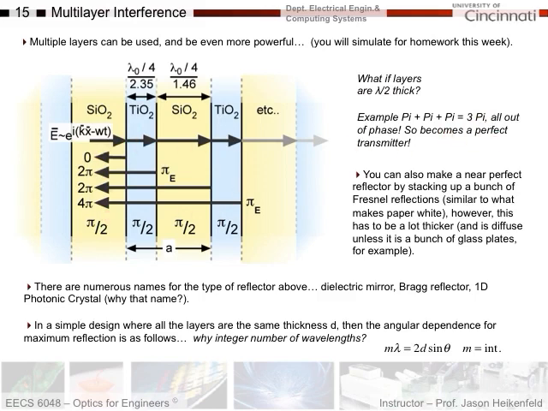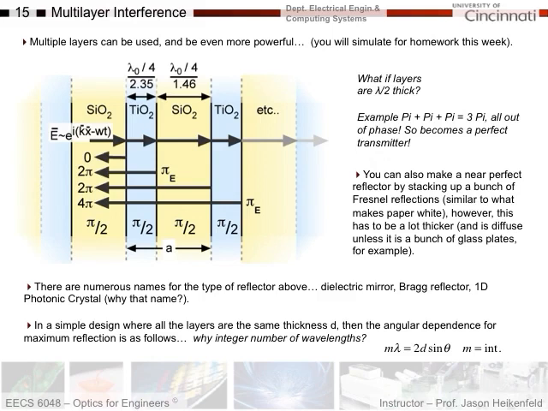This thing would become a perfect transmitter. It would look like a perfect piece of glass. Even if you had all these different layers in it, it would look like a piece of glass. So it's interesting that if you just change the wavelength or the thickness of these layers, you could have something that looks like a perfect reflector or an absolutely perfect transmitter.